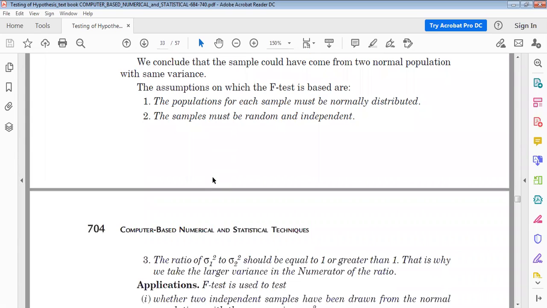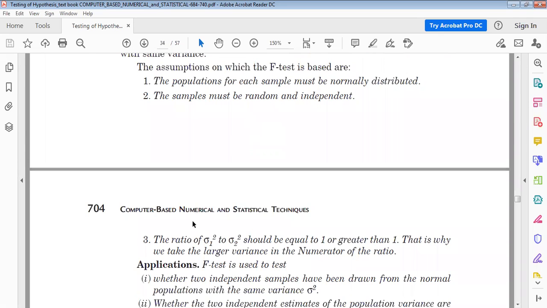There are assumptions for the capital F test. The population for each sample must be normally distributed, and second, the samples must be random and independent. The ratio sigma 1 square divided by sigma 2 square should be equal to 1 or greater than 1. That is why we take the larger variance in the numerator of the ratio, that means the variance of the first sample will be greater.